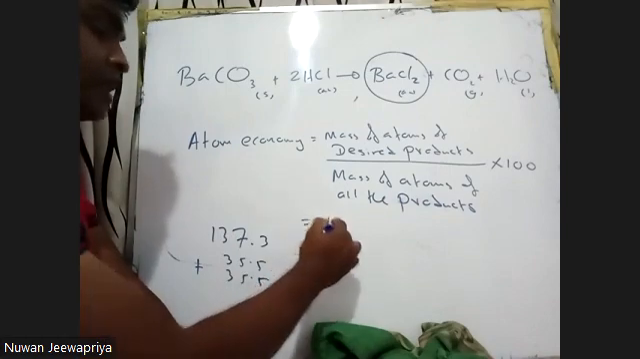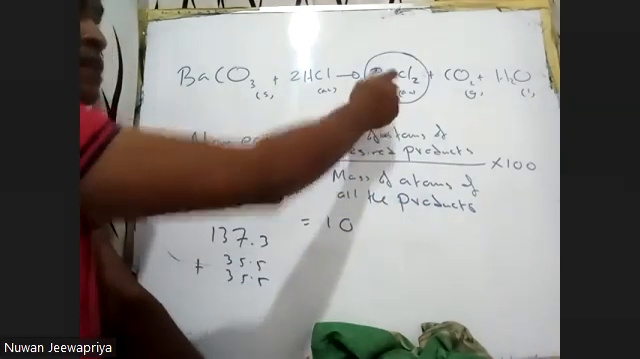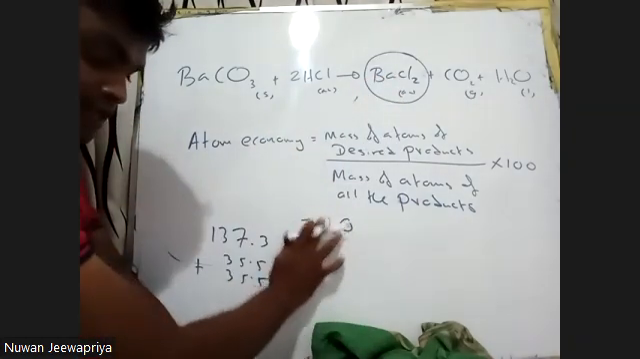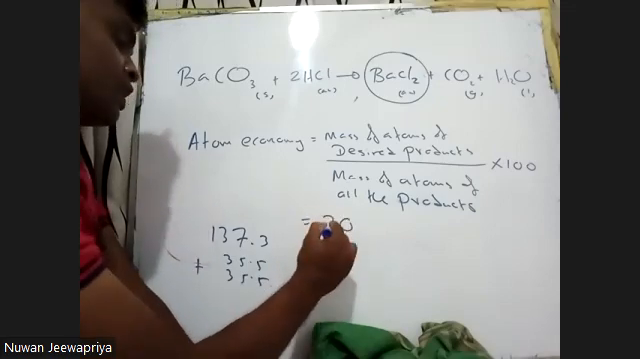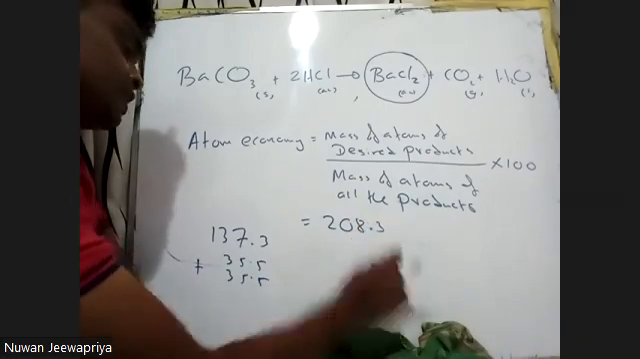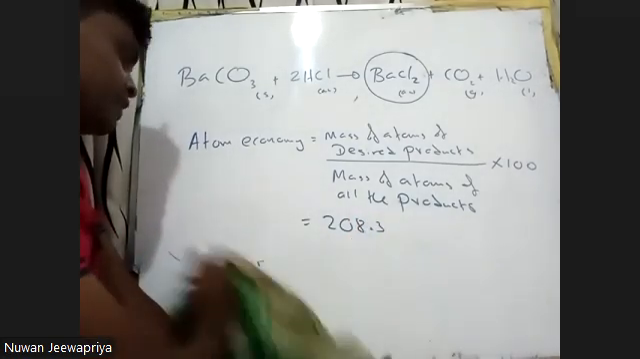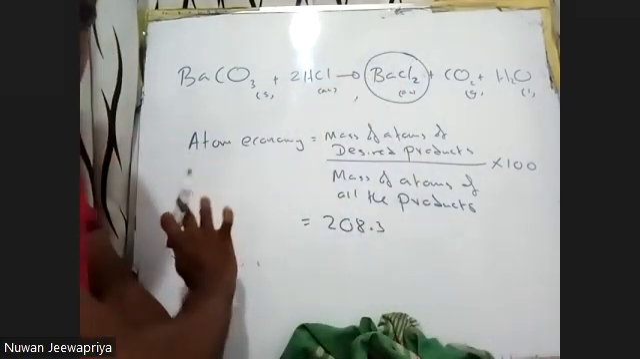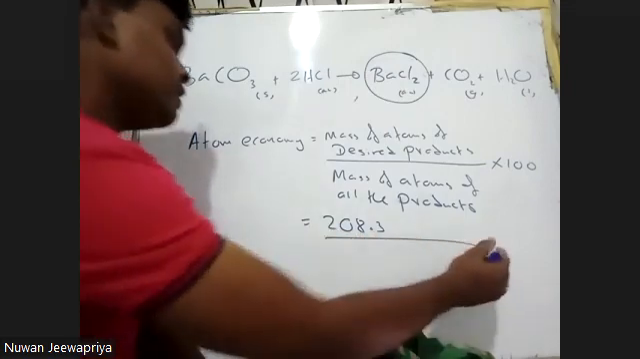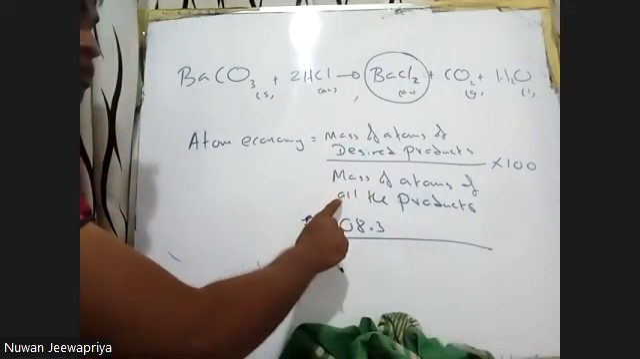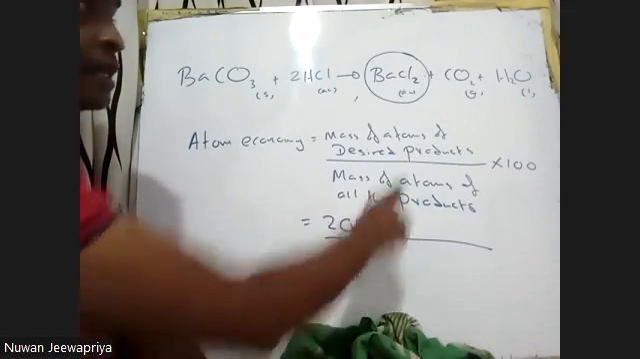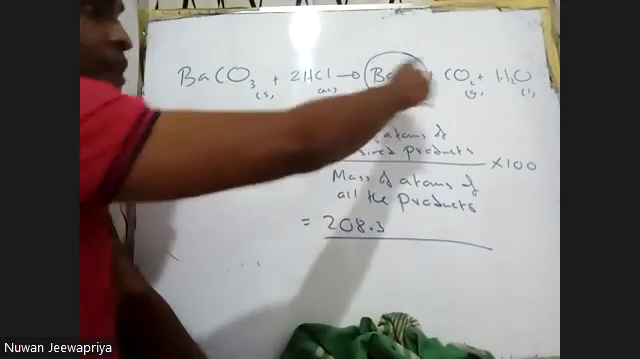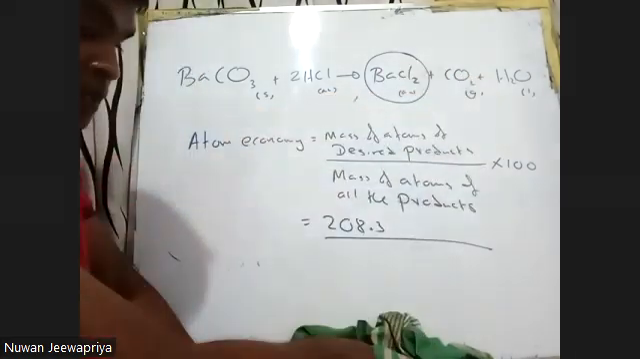It says 137.3, right? So the answer is mass of the barium chloride is 208.3. 208.3 is the total mass of my desired product divided by mass of atoms of all the products. What is all the products means? This one, carbon dioxide and water, all the three.